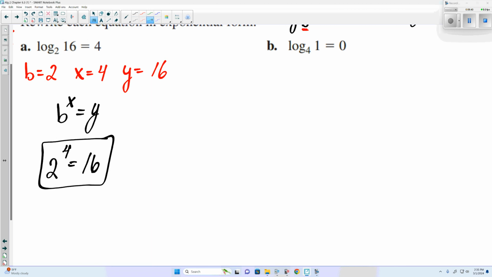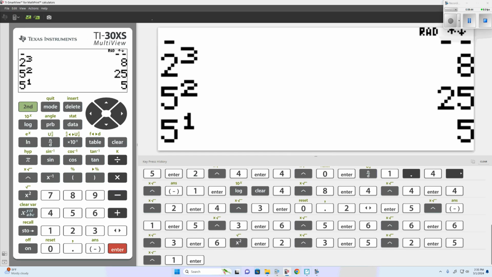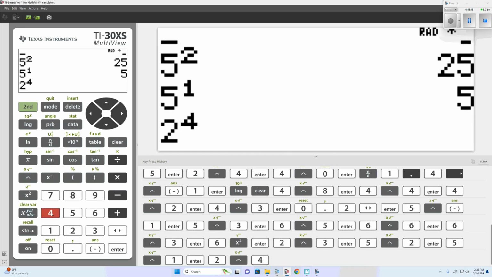Question on the first one. Now, the nice thing with these exponentials is we can check this, because I could say 2 to the 4th power and hit enter, and it tells us that it is indeed 16.